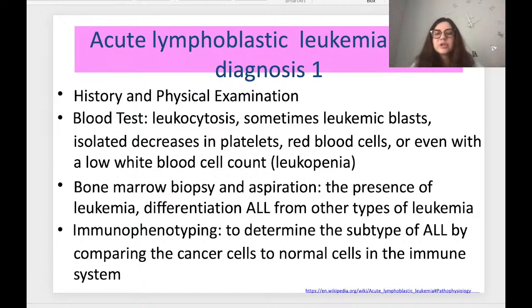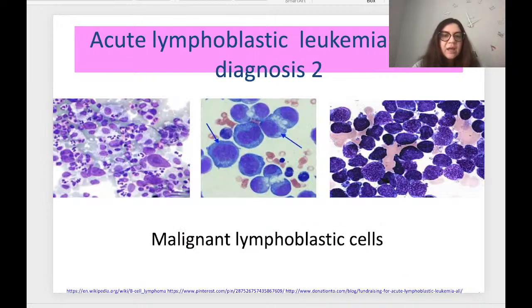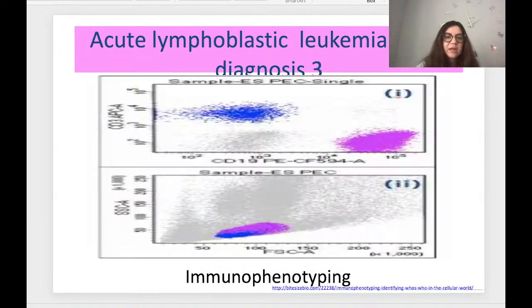Immunophenotyping is used to determine the subtype of ALL by comparing the cancer cells to the normal cells in the immune system. Here are the microscopic changes, and here you see by the arrow malignant lymphoblastic cells. And immunophenotyping in a patient with acute lymphoblastic leukemia looks like this. You remember the picture from acute myeloblastic leukemia.